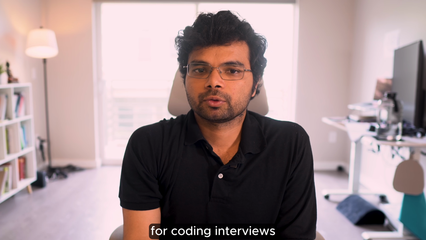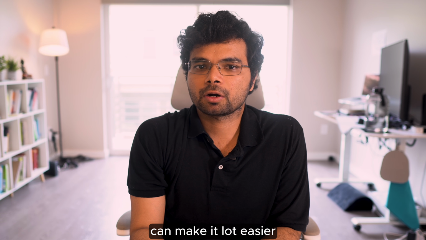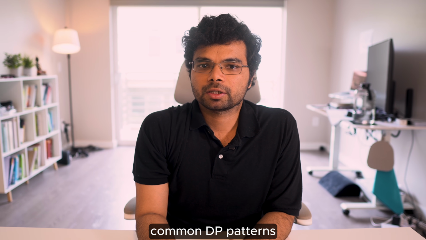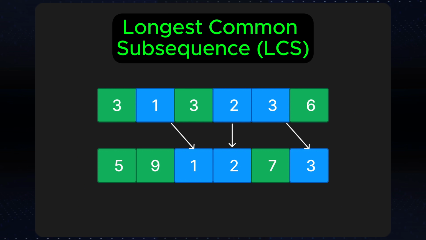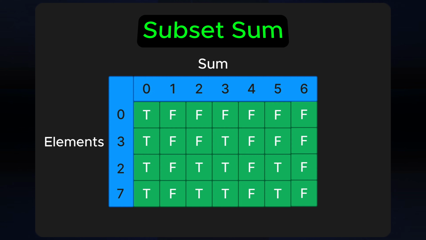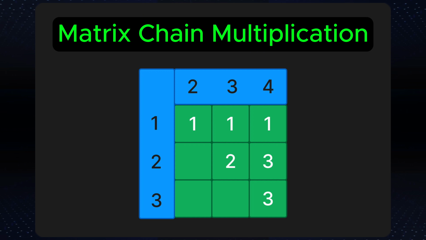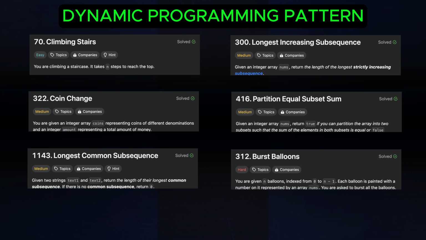Dynamic programming is a big and challenging topic for coding interviews, but learning common patterns can make it a lot easier. Here are some of the common DP patterns you should know about. Fibonacci numbers, 0-1 knapsack, longest common subsequence, longest increasing subsequence, subset sum, and matrix chain multiplication. And these are the LeetCode problems you can solve to learn these patterns.